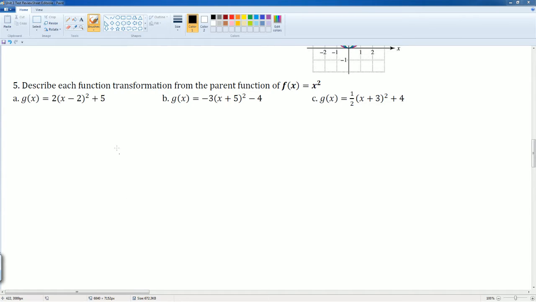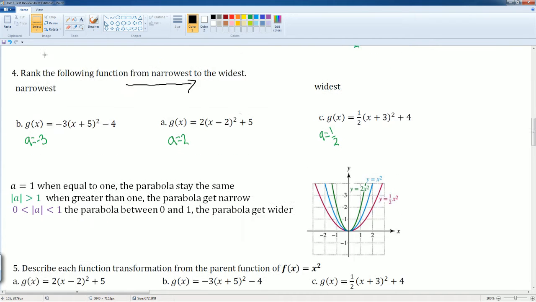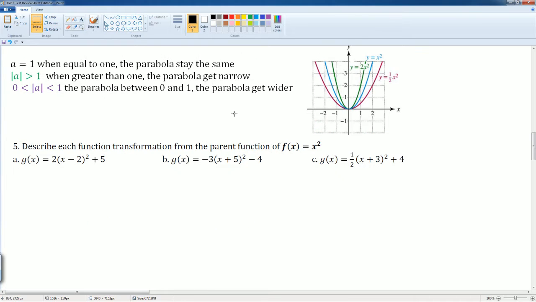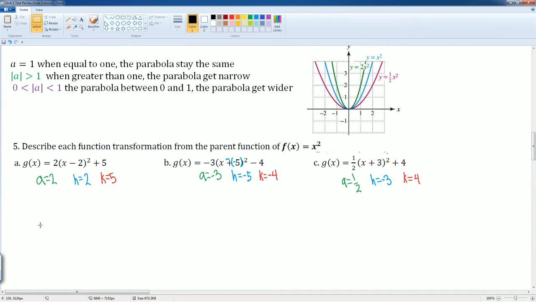Number 5 asks us to describe each function transformation from the parent function of x squared. To approach this, we have to find the a, h, and the k, and those will give us the description of what is happening. So let's go back to here, where we got all the values of a, h, and k. And now we can describe what's happening.